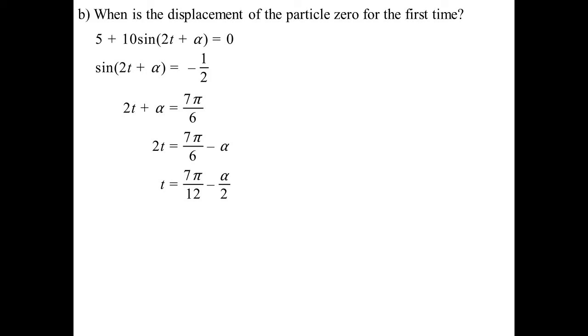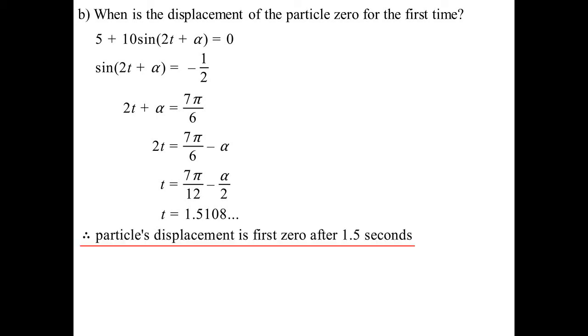If you use degrees, you'd be coming up with 7 times 180 divided by 2, and it's not times 180, it's 7 times 3.1415. So t ends up being 1.5108. Goodness knows what you would have got in degrees. The particle's displacement is first 0 after 1.5 seconds.